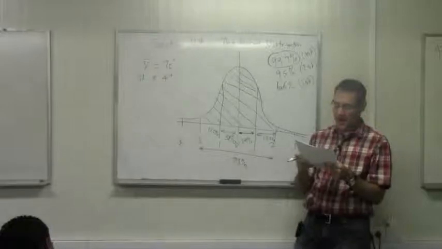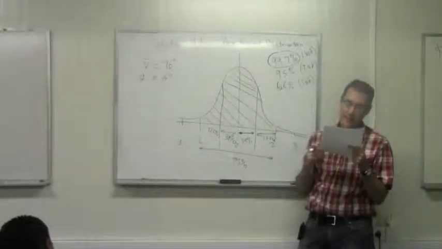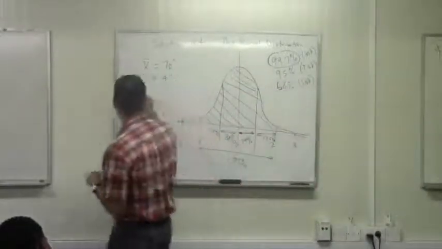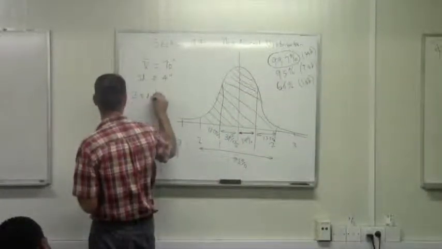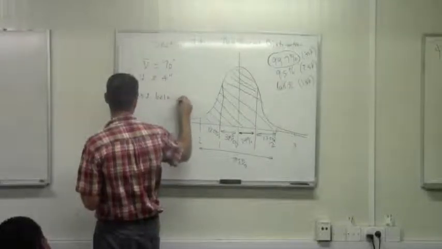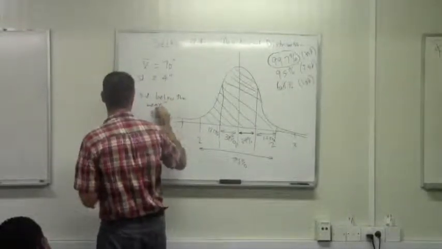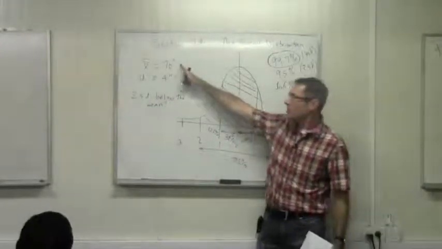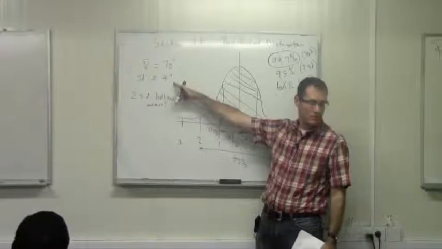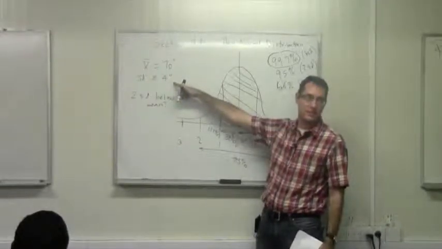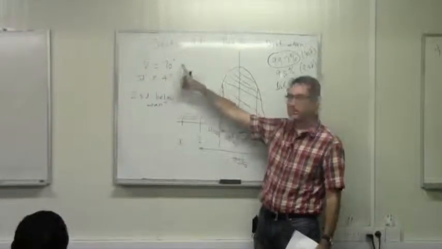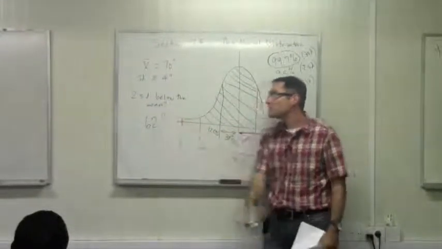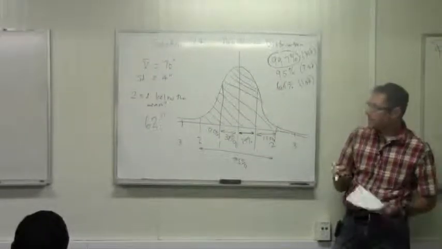Okay. Find the height that is 2 standard deviations below the mean. So we want 2 standard deviations below the mean. It's actually pretty easy. 1 standard deviation below the mean is 70 minus 4, so that's 66. And then 2 standard deviations is another 4 below. So the answer is just 62 inches. That's 2 standard deviations below.